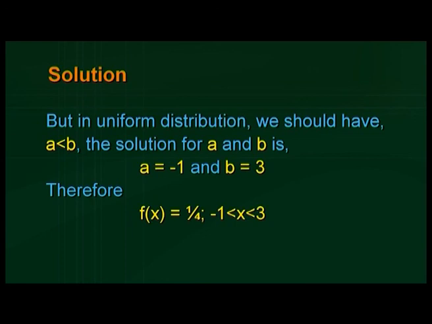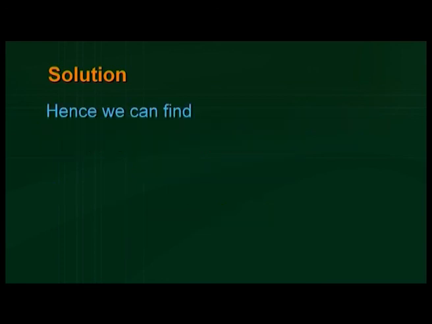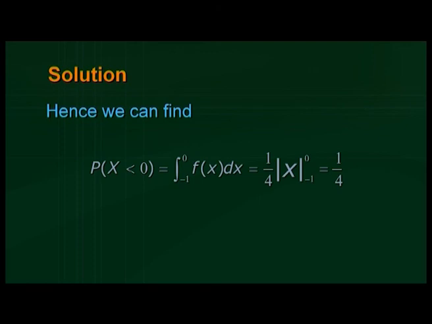Therefore, f of x is equal to 1 divided by 4, where minus 1 less than x less than 3. Hence, we can find the probability that x less than 0 is equal to the integral from minus 1 to 0 of f of x dx. This is equal to 1 divided by 4 into x ranging from minus 1 to 0, which is equal to 1 divided by 4.